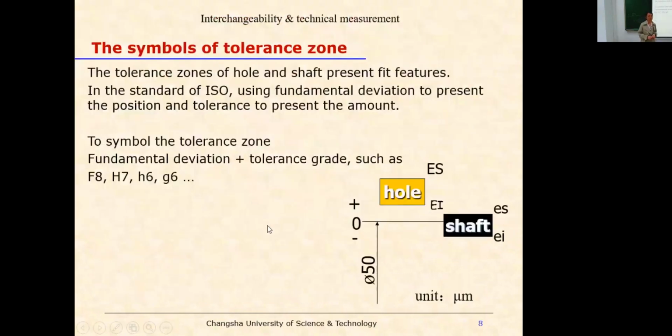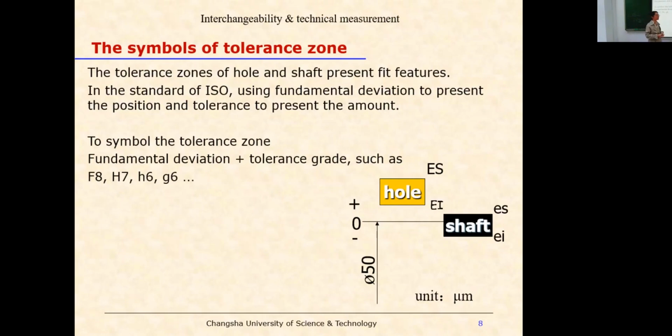Okay. The tolerance of the hole and shaft presents the fit feature. So if the hole and the shaft fit together, we can choose different tolerances, right? So in the ISO standard, the fundamental deviation presents the position and the tolerance presents the amount. So we learned this one.